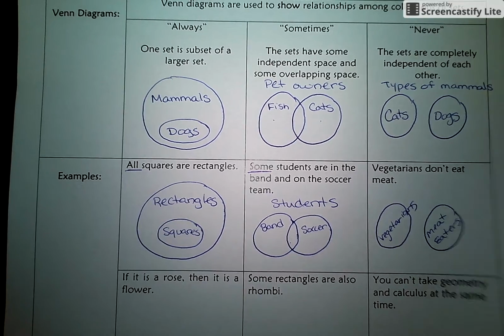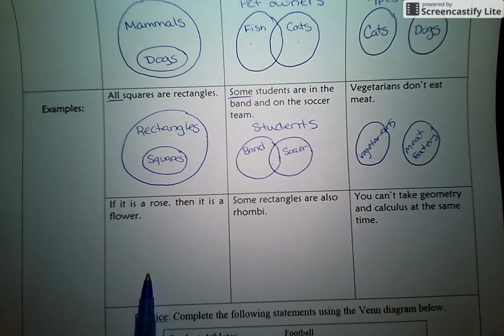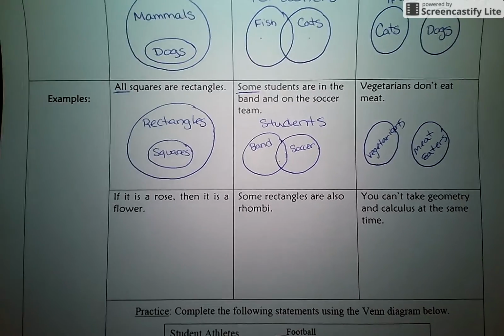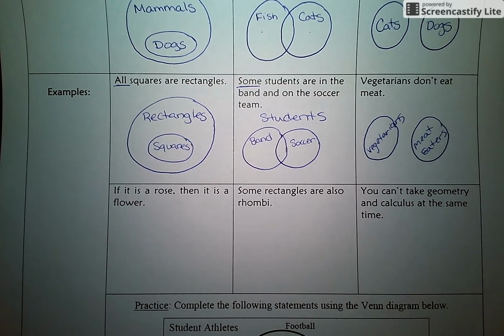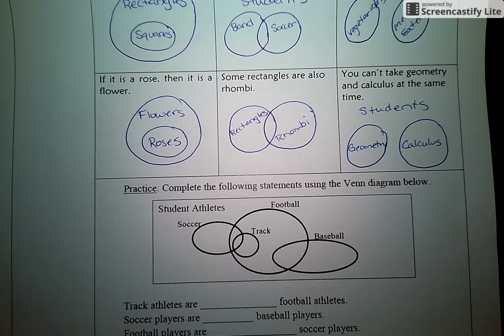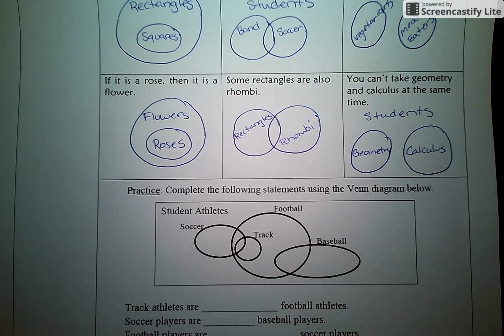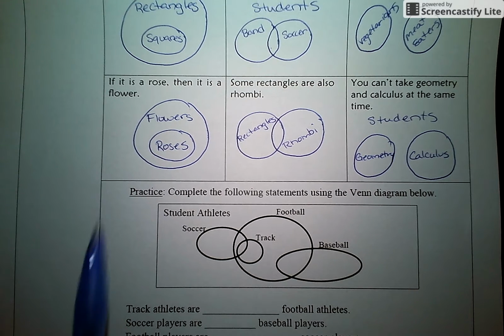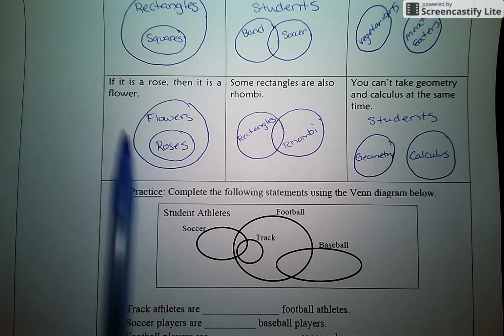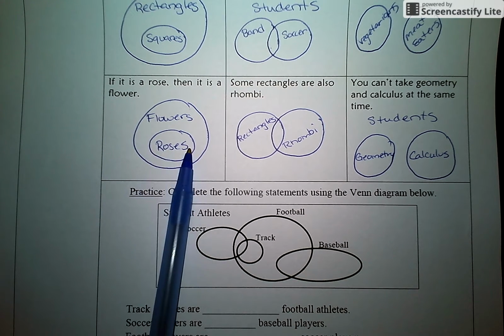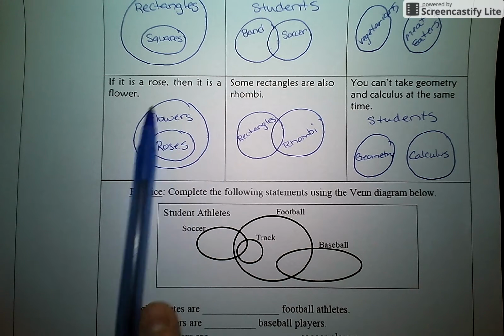Try these next three examples here on your own. See if you can build the Venn diagram. I'm going to hit pause, do my work, and then come back on. Okay, I've drawn my three final examples. Let's read them through. If it is a rose, then it is a flower. This is showing me that all roses are a smaller subset of flowers.